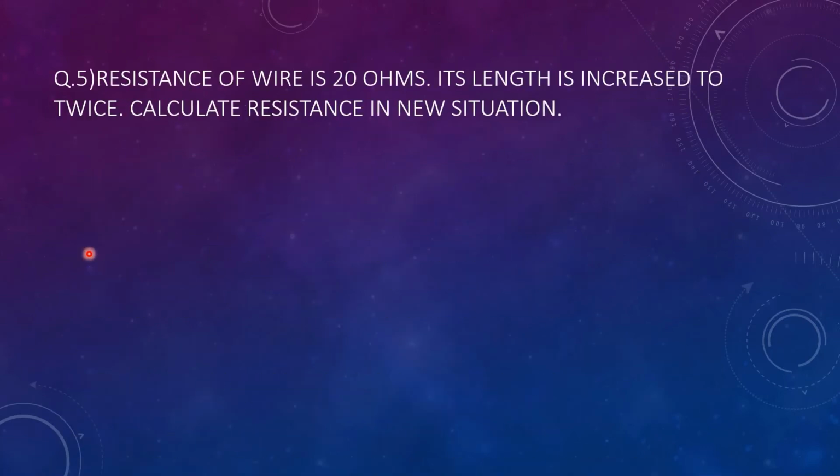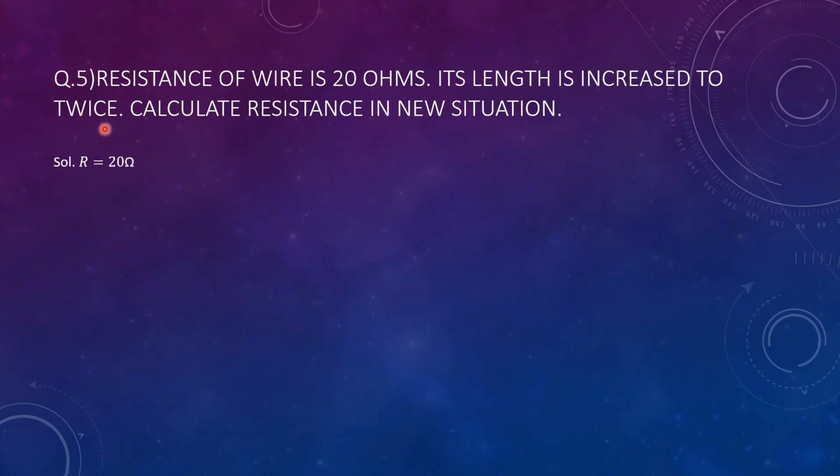Next question in this series: resistance of a wire is 20 ohms, R is given, length is increased to twice. Length is increasing, because of that area of cross section will decrease, but in both the cases volume of this conductor will remain same. This we have to keep in our mind.